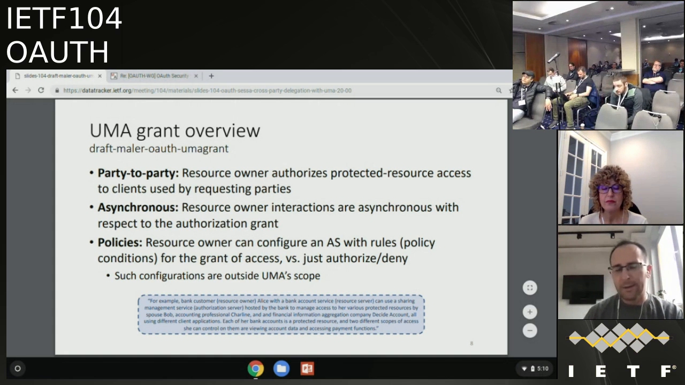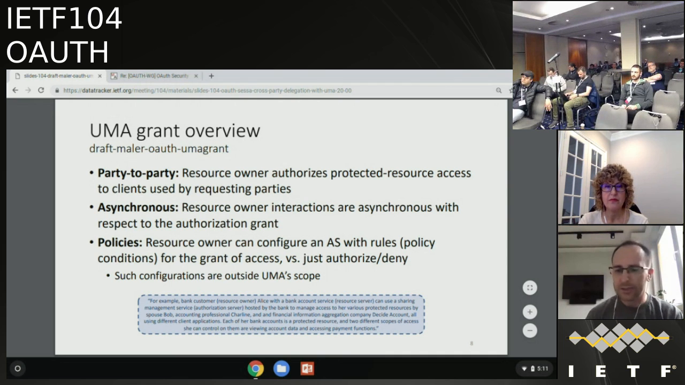The second thing is that it's asynchronous. In the case of OAuth, the typical scenario is that we authorize access to a protected resource. In the case of UMA, Alice can use the authorization server and set policies, not at the time the actual access happens. So with respect to the grant, it's not a synchronous interaction. And the third thing is those policies.